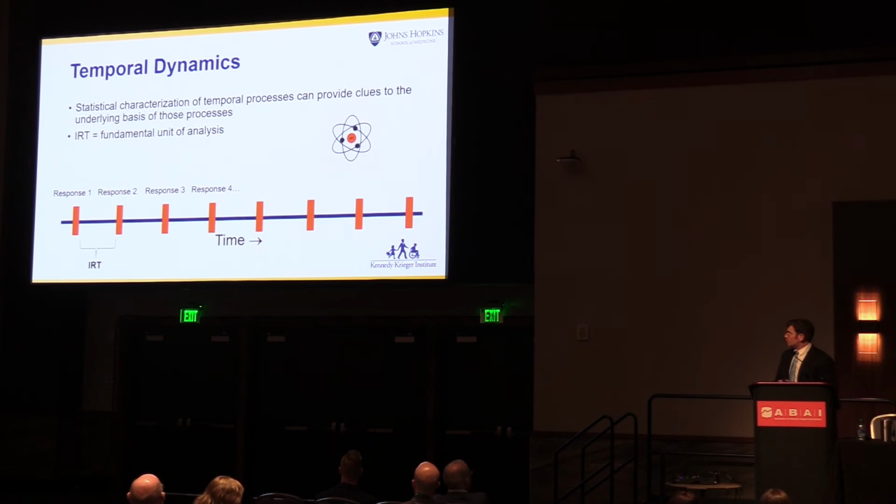So one place we can look to potentially glean some insight into what's going on, what variables might be accounting for this differential persistence of SIB, is in the temporal dynamics of SIB. This has been done with other repetitive behavior disorders to learn more about the phenomenology and controlling variables of those disorders. And that's because the statistical characterization of temporal processes can sometimes give us some clues or hints as to the underlying physical basis of those processes. So everything I'm going to be talking about today in terms of the temporal dynamics is going to involve the analysis of inter-response times.